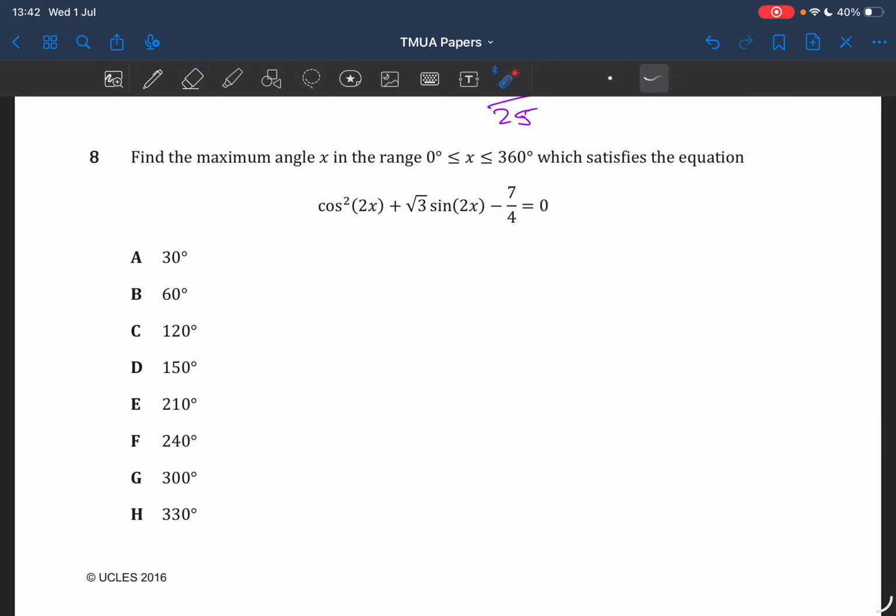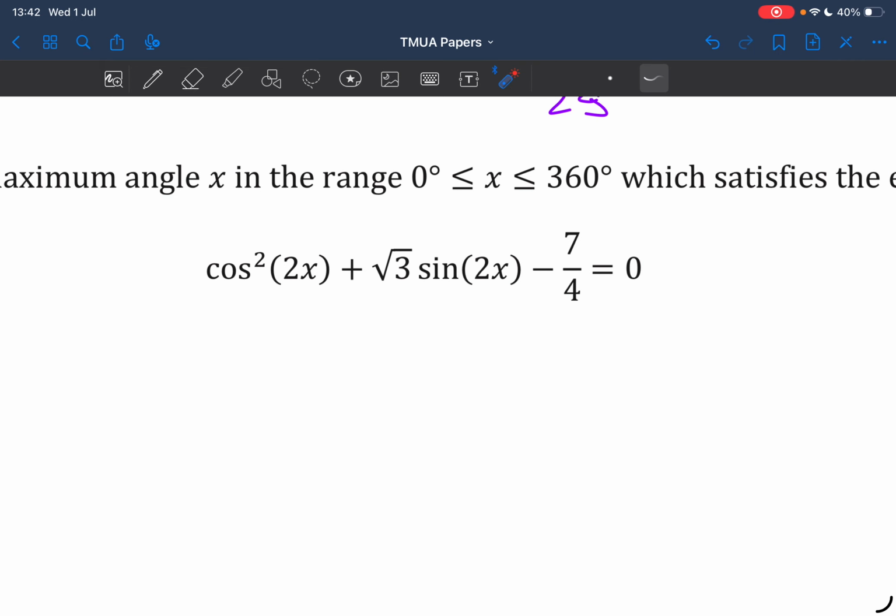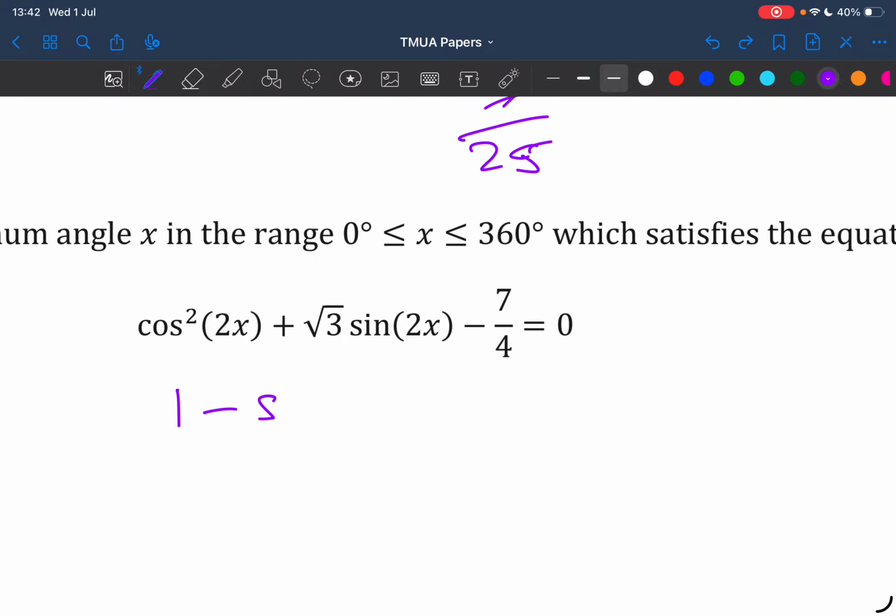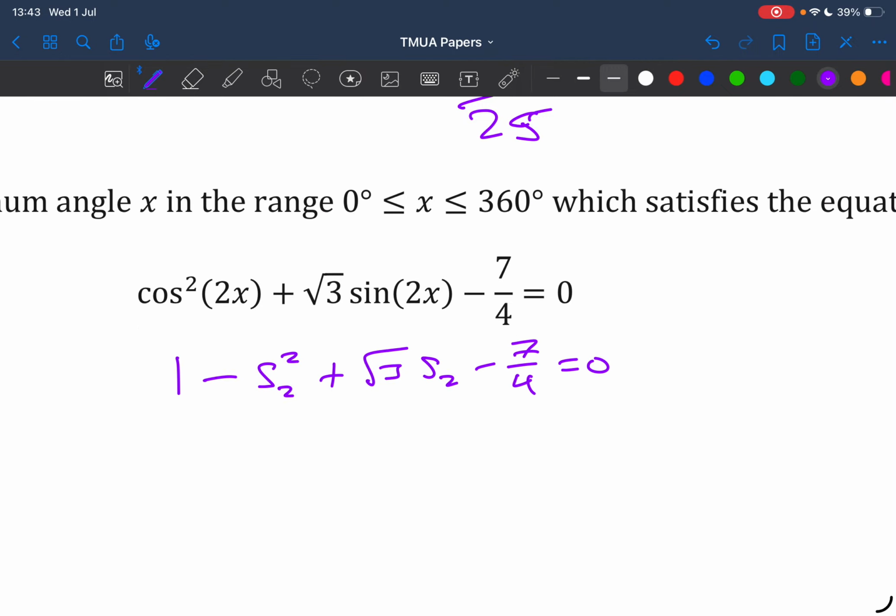What do we have now? Maximum angle in the range which satisfies this equation. Okay, this is just a sine quadratic in disguise, isn't it? That's cos squared, but it's also 1 minus sine squared. Just a thing on the notation: the lower one means cos 2x or sine 2x, and the top one means the power. So this is sine 2x squared. We'll add that on then to root 3 sine 2x minus 7 on 4 equal to 0.